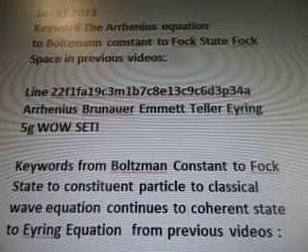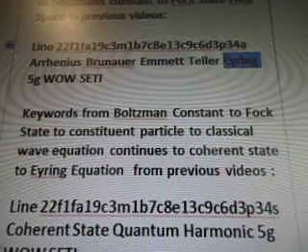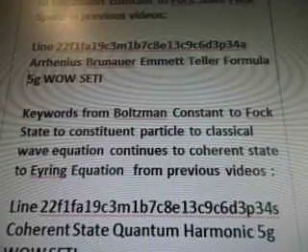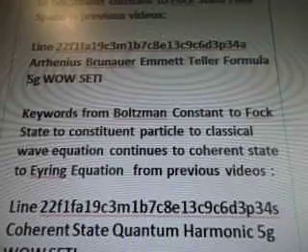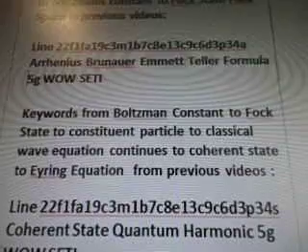F1FA19C3M1B7C8E13C9C6D3P34A. Arrhenius, Brunauer-Emmett-Teller, Eyring 5G Wow Seti. And it looks like I've forgotten to fix all of them, and I'm going to have to make a note to do that. So 34A is formula. I've got to fix that in the videos before I keep doing this over and over again.